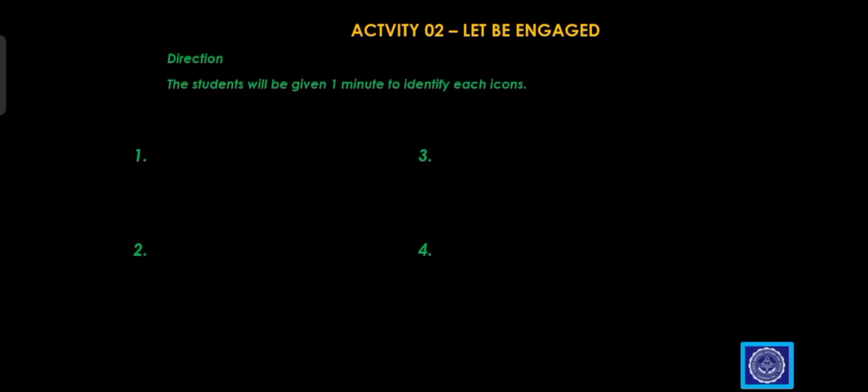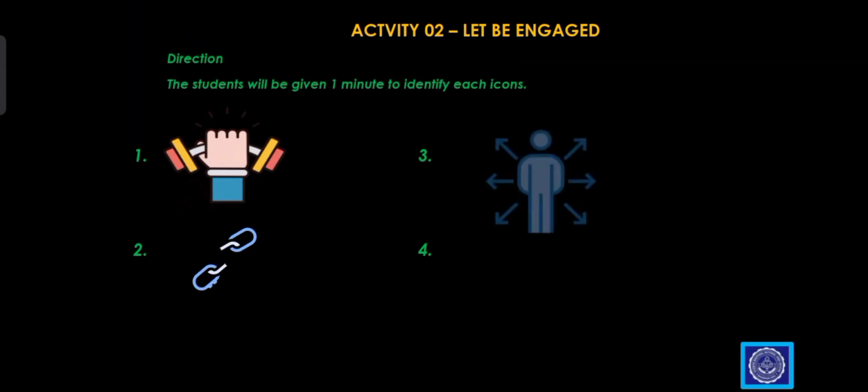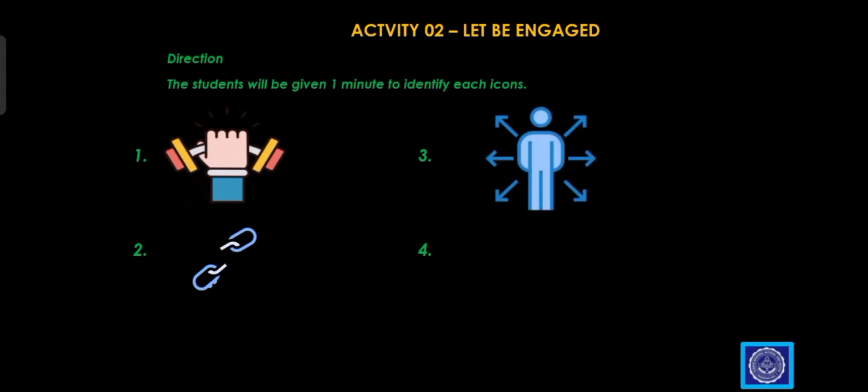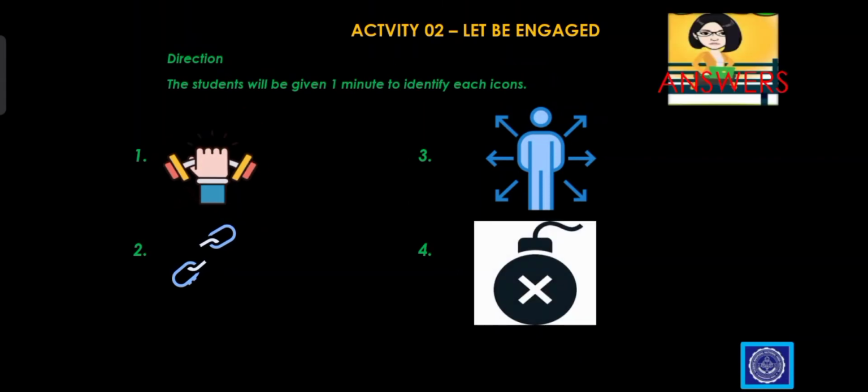So let's try another activity. You are given 1 minute to identify each icon. First icon. Next, broken chain. Next, a man with many arrows. And last, okay? So, you are given 1 minute to identify each icon and you will start now.